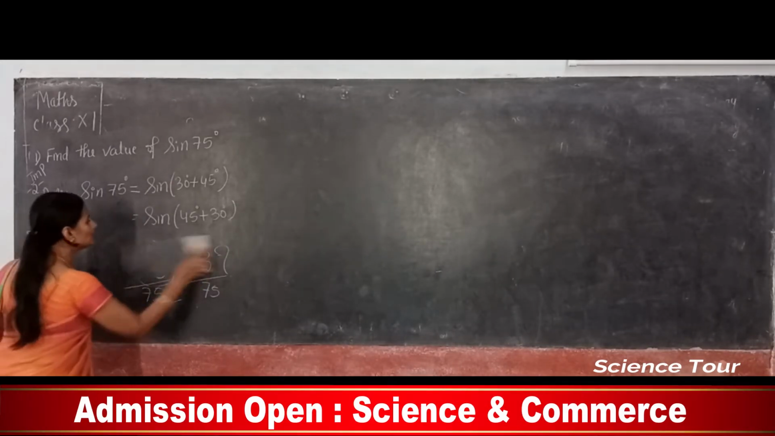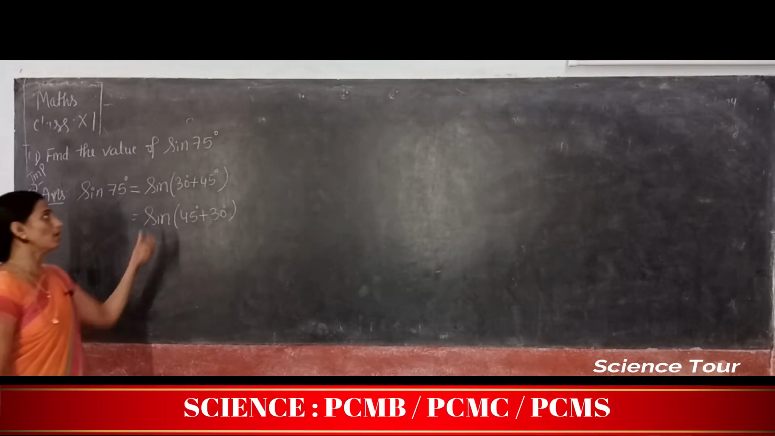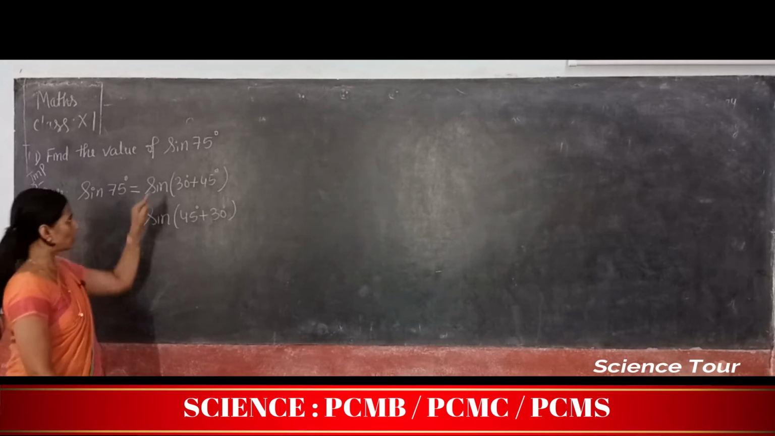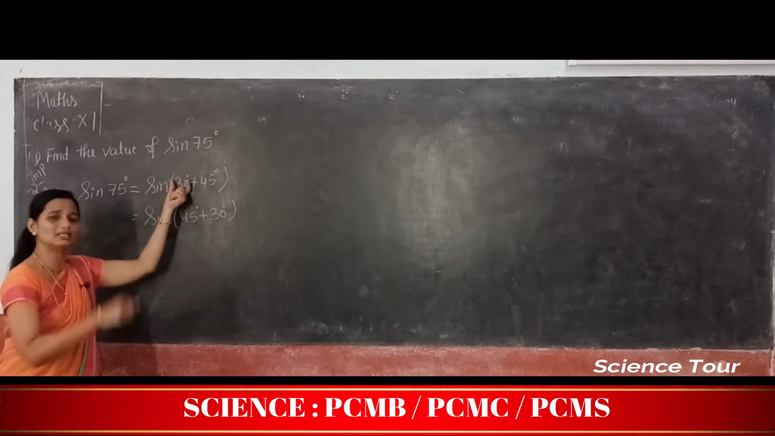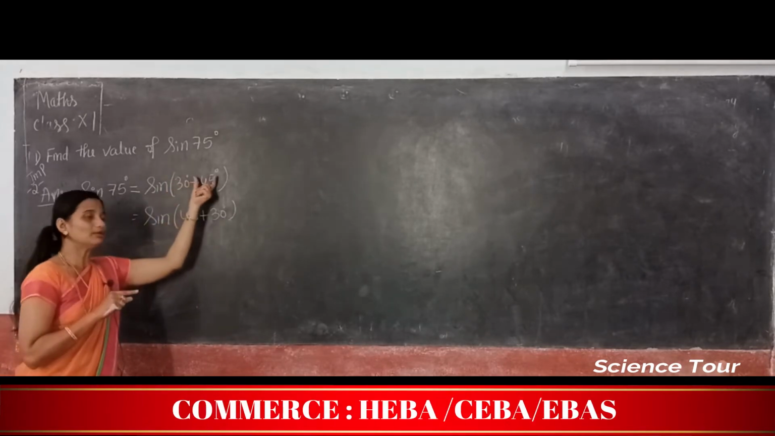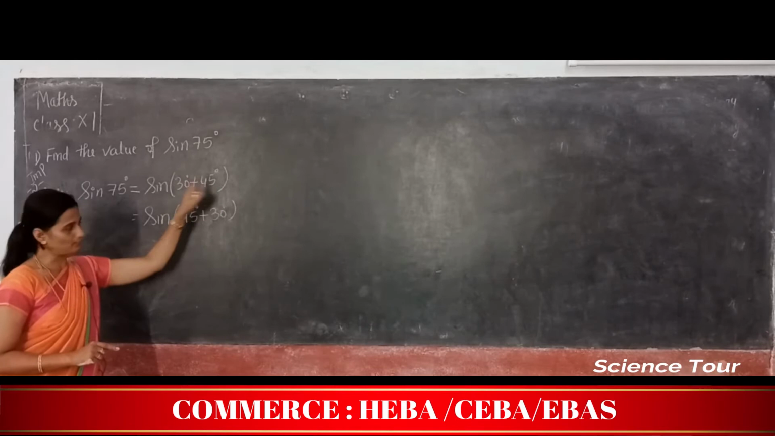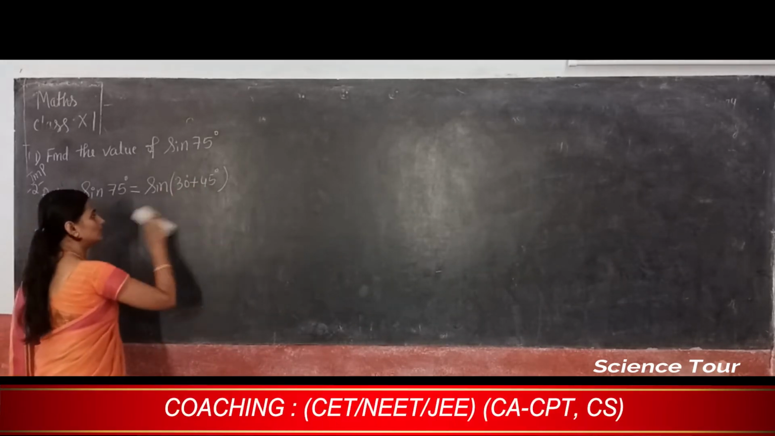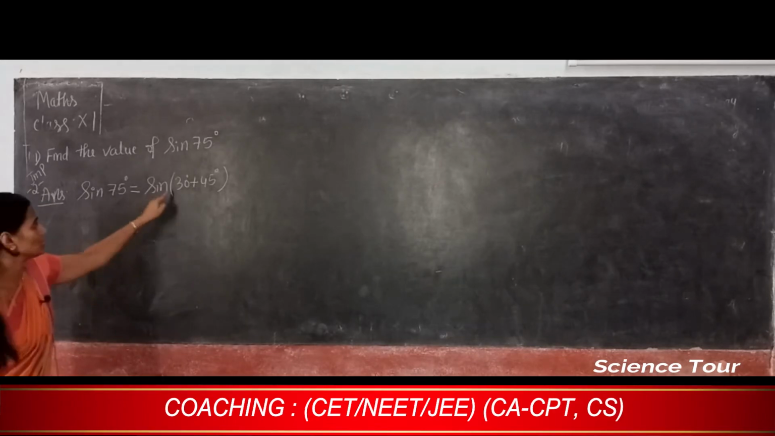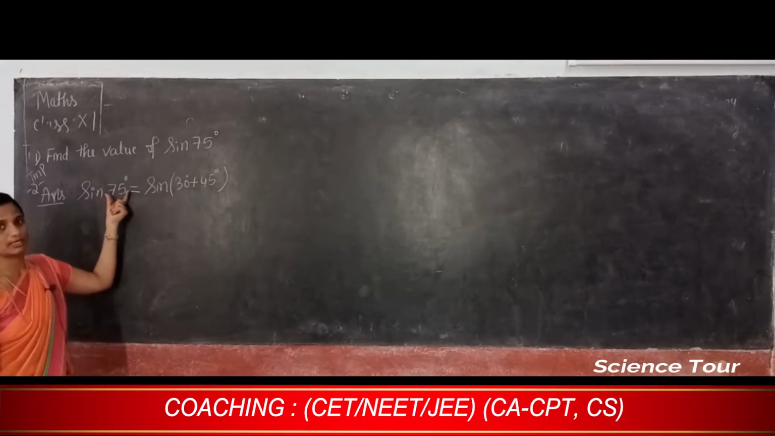So then write this 75 using values from your trigonometric table. So I am writing 30 plus 45. 30 degree is there in your table, 45 also is there in your table. You can write 30 plus 45 or 45 plus 30. Understood? Why take only 30 and 45? Because 30 and 45 are from your table. That gives us 75 degree.